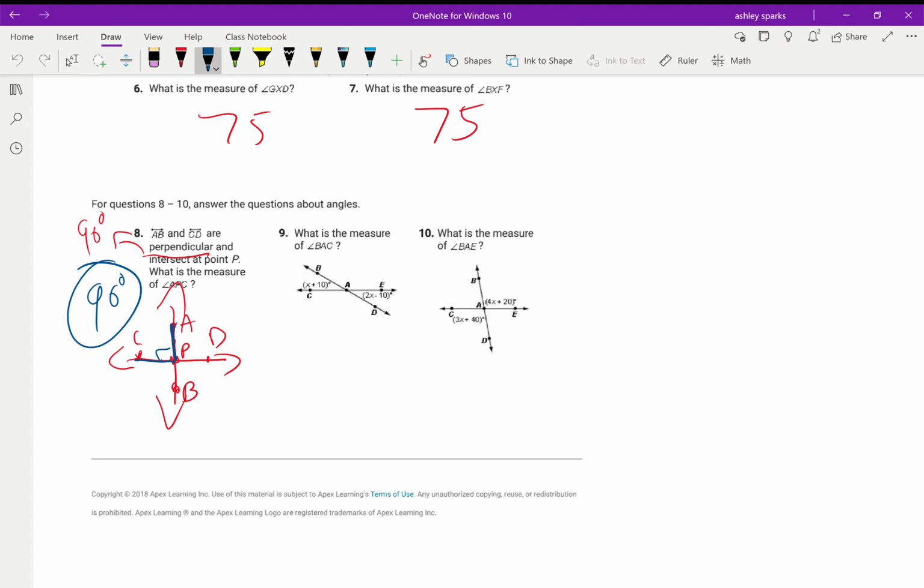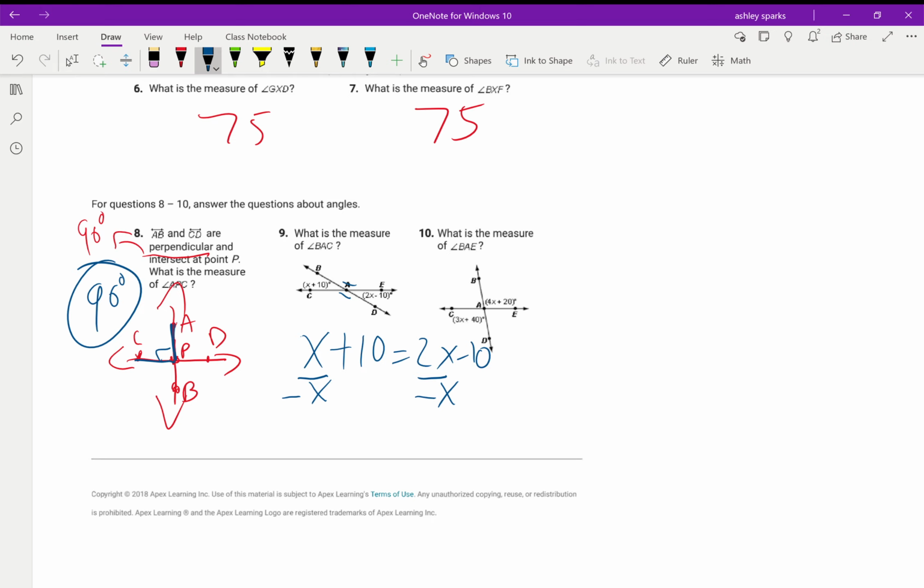The next ones are my algebra. For these ones, I know vertical angles are equal. So I could set up the equation x plus 10 equals 2x minus 10. And I want to solve for x. When you are solving an equation, your goal should be to get x alone. Right now I have x on this side and on this side. I want x all on one side, so what I'm going to do is subtract x over here.